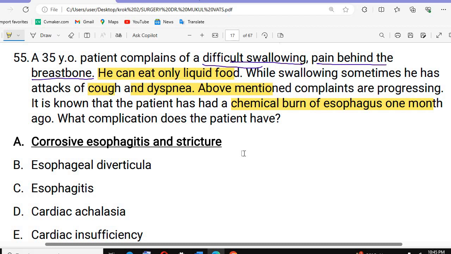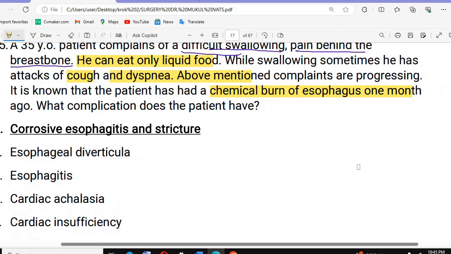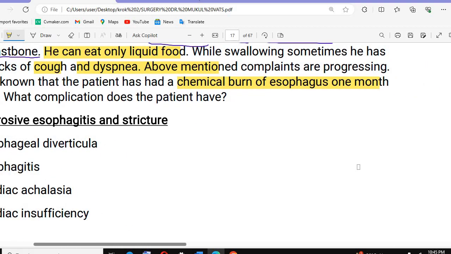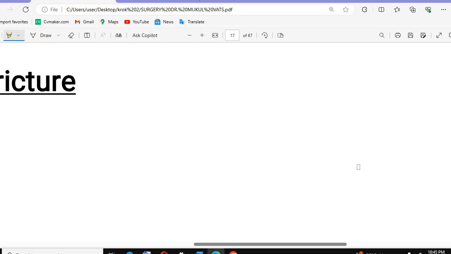There is a similar thing we didn't discuss, that is the Schatzki rings. This is not in your syllabus. Schatzki rings are circumferential mucosal or submucosal thickenings. If this is the esophagus, we see one ring-like structure. It is nothing but mucosal or submucosal thickening, at where?